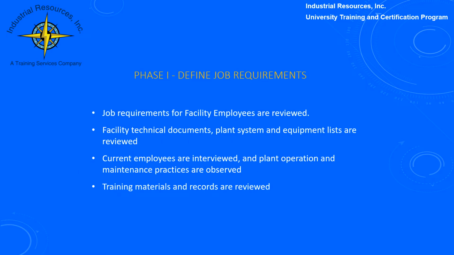Phase 1 also defines the job requirements for the trainees. Job requirements for facility employees are reviewed and validated. Any available facility technical documents, as well as plant system and equipment lists are reviewed. Current employees are interviewed, and plant operation and maintenance practices are observed. Training materials and records are reviewed.